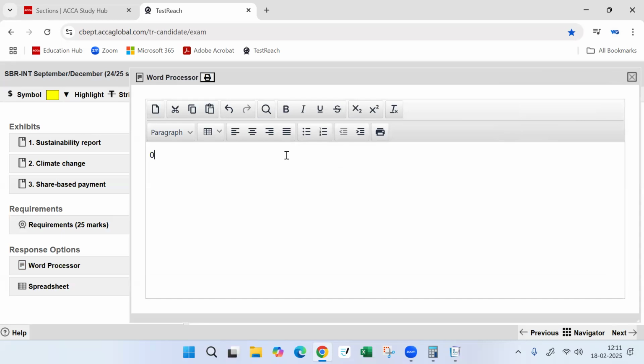Correct? So question 4A, and the first one is materiality. Correct? Materiality.